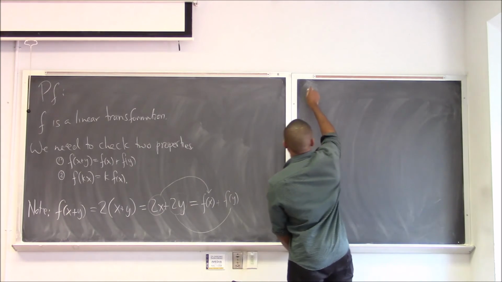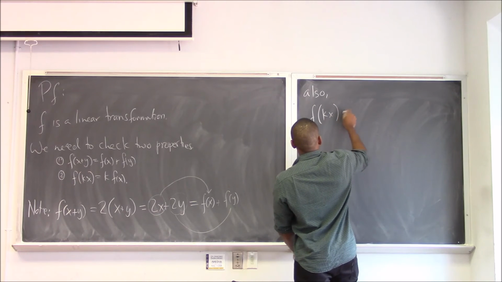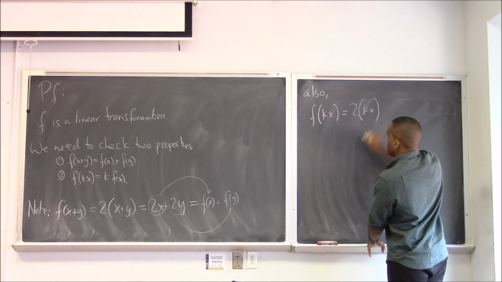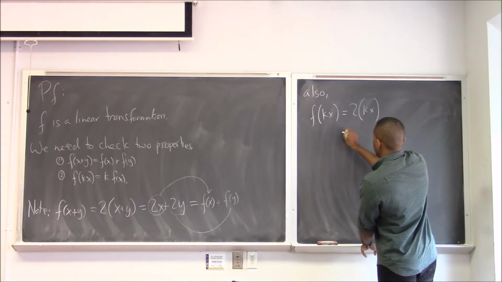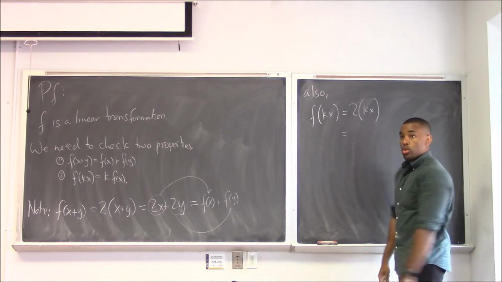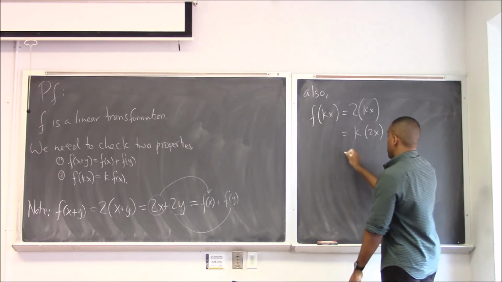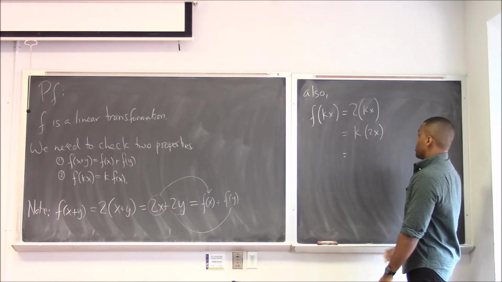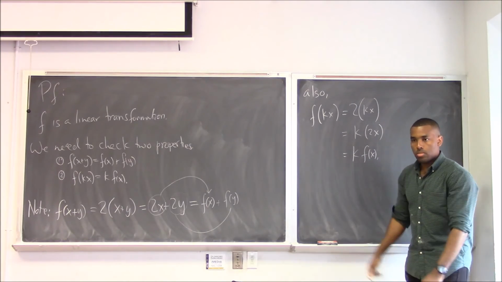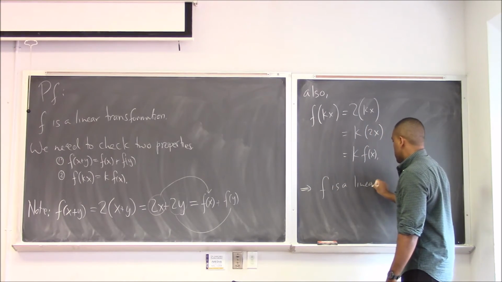Second property. Also, f of kx, where k is just a scalar here. This is equal to what? 2 times kx. But we know that multiplication on the real numbers is commutative, right? Doesn't matter what order I multiply in. I can switch this k and the 2. But that's just k times, what's that? That's k times f of x. This means f is a linear transformation.